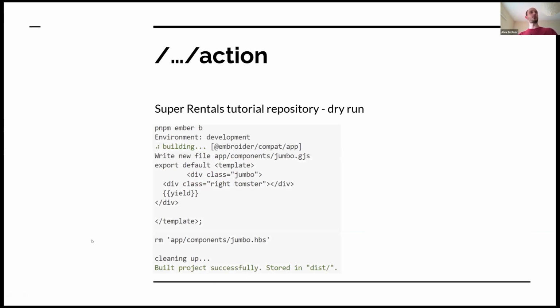You get a report of what it would do, like write a new file into app components Jumbo.js. It gives you the output of the file, and then it tells you that it would remove app components Jumbo HBS. So this acts as a normal build. You also see here the way I invoke this is the normal way you would build your Ember application. I just say ember build, and it would have changed the files if I hadn't given it the dry run flag.